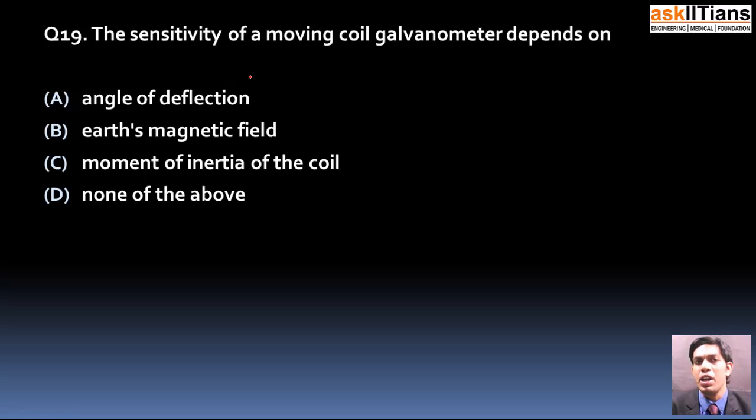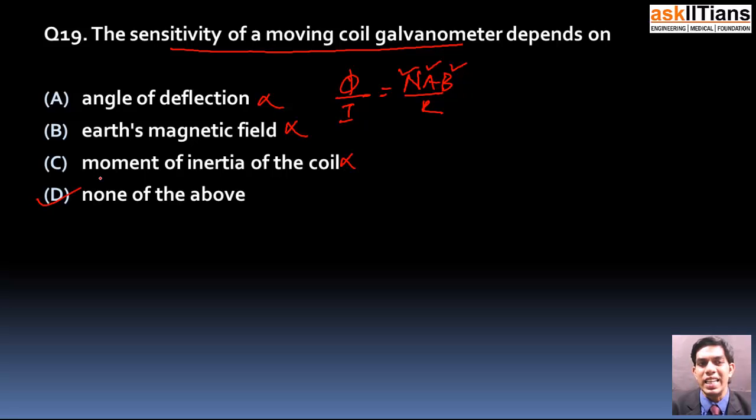It says that the sensitivity of a moving coil galvanometer depends on. We know that the sensitivity of a moving coil galvanometer is given by NAB by K. So if I'm increasing the number of turns, area or the magnetic field, there is a change in the sensitivity of the moving coil galvanometer. So the parameters here given are angle of deflection, Earth's magnetic field, moment of inertia of the coil. These parameters never affect the sensitivity of the moving coil galvanometer. Hence D, none of the above, is the correct answer.